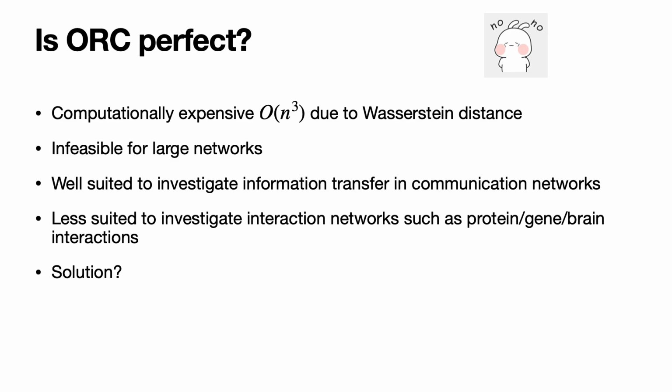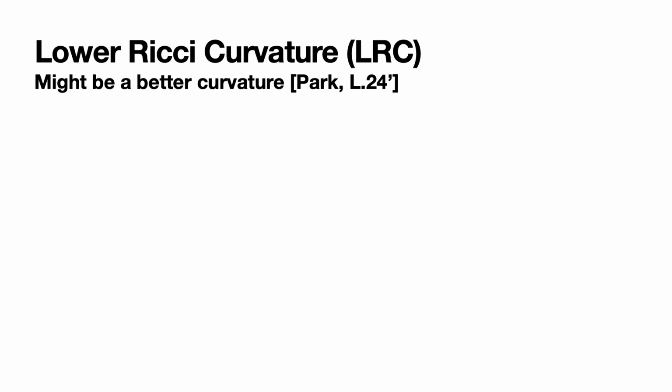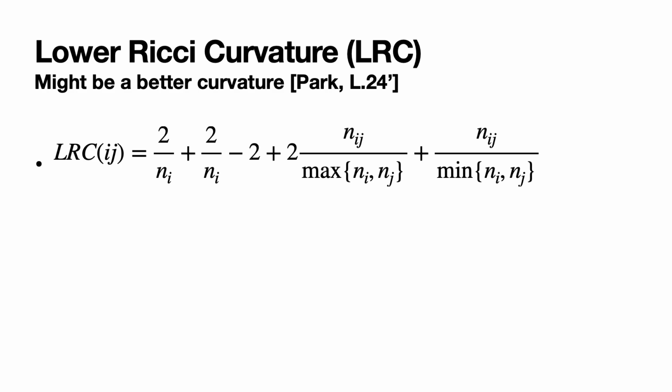Okay, so here we have 4 exciting applications, and the question is, is this Ollivier-Ricci curvature perfect? Actually, there are some problems. For example, Ollivier-Ricci curvature involves the Wasserstein distance, which is computationally expensive. It's cubic in the number of nodes. Also, it's well suited for community detection problems, but not really suited for protein or gene expression or brain connectivity analysis.